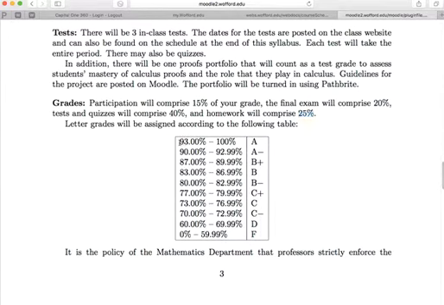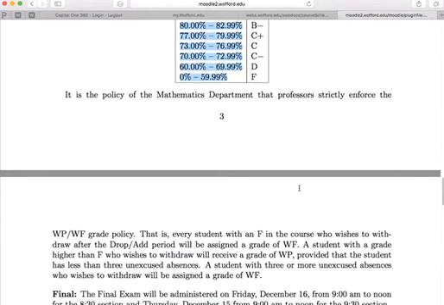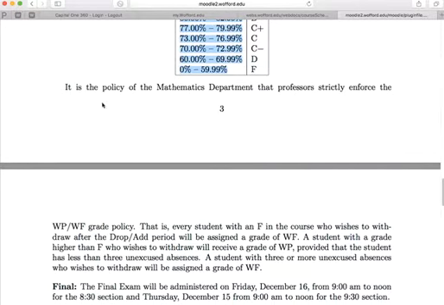And this is what the letter grades look like. Take a look at that chart to see what's what. Right. One thing that I do want to let you know is this following paragraph is important. It is the policy of the mathematics department that professors strictly enforce the WP, WF grade policy. So I want to tell you what a WP and a WF is. A WP is a grade that you get if you need to withdraw from the class midway through the semester, and you have a passing grade. That WP shows up in your transcript, but does not count towards your GPA in any way at all.